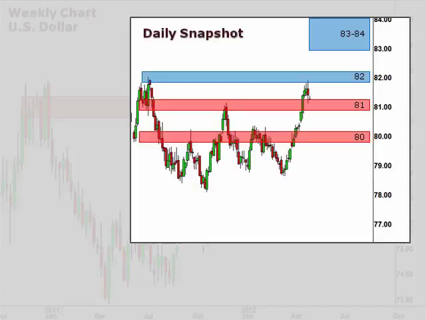Let's take a quick look at the daily chart. The daily chart reflects the near-term support at 81. A break above 82 opens the window for a continuation higher towards the 83.84 box.